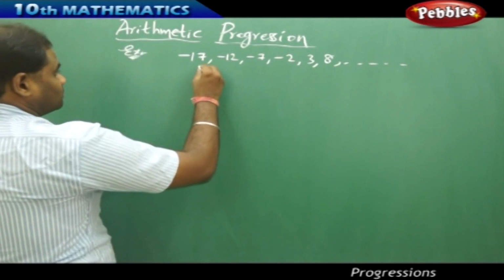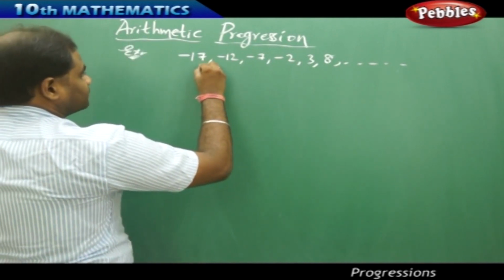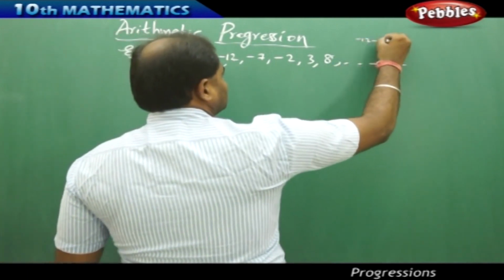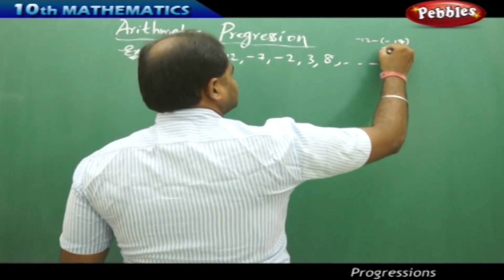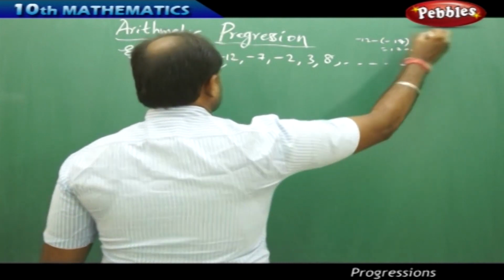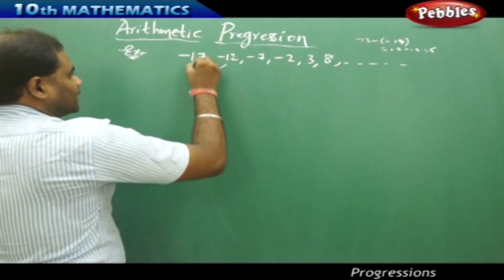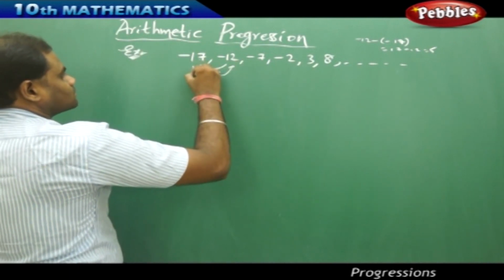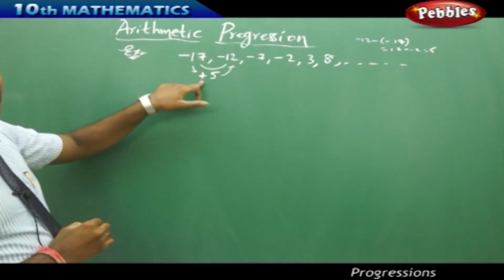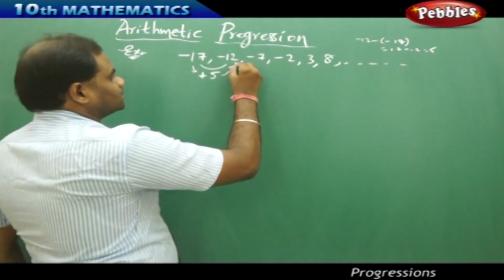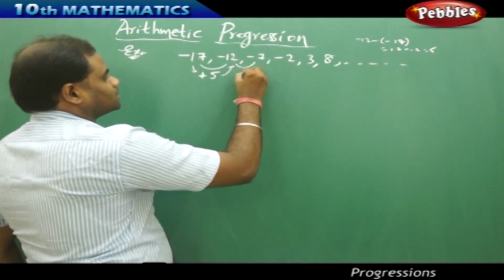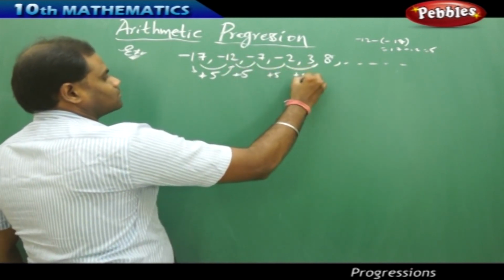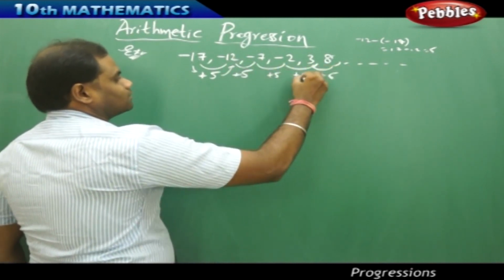If I take this problem, I clearly identify that the difference of this and this is minus 12 minus of minus 17, which is 17 minus 12, which is 5. Therefore, when I add 5 to minus 17, I get this. Similarly, I find the difference of this and this also as plus 5, this also as plus 5, plus 5, plus 5.